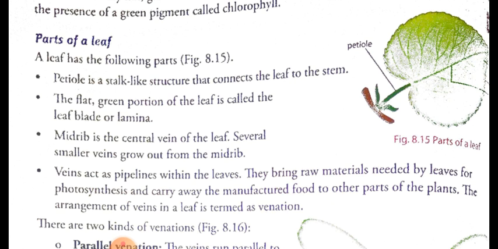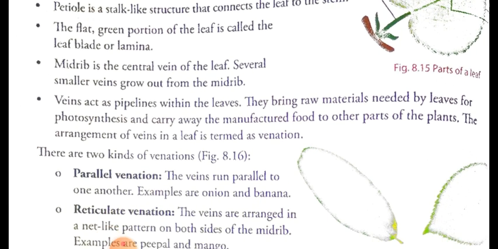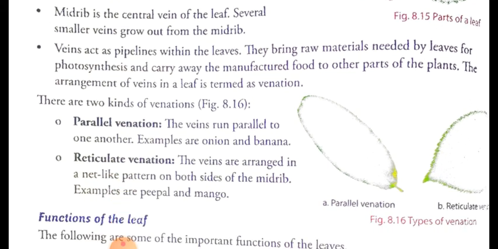The arrangement of veins in a leaf is termed venation. Once again, what is venation? Venation is the arrangement of veins in a leaf. Generally, my dear students, there are two types of venation in leaves. We will see each venation.